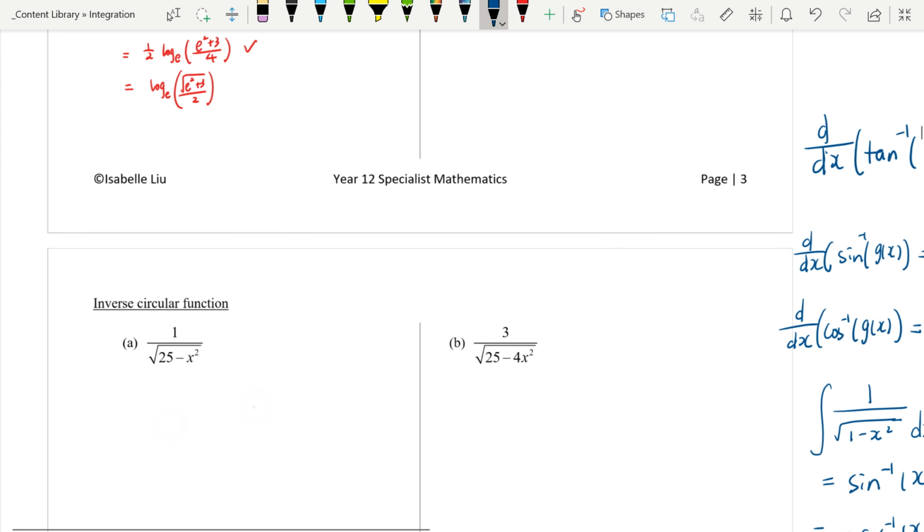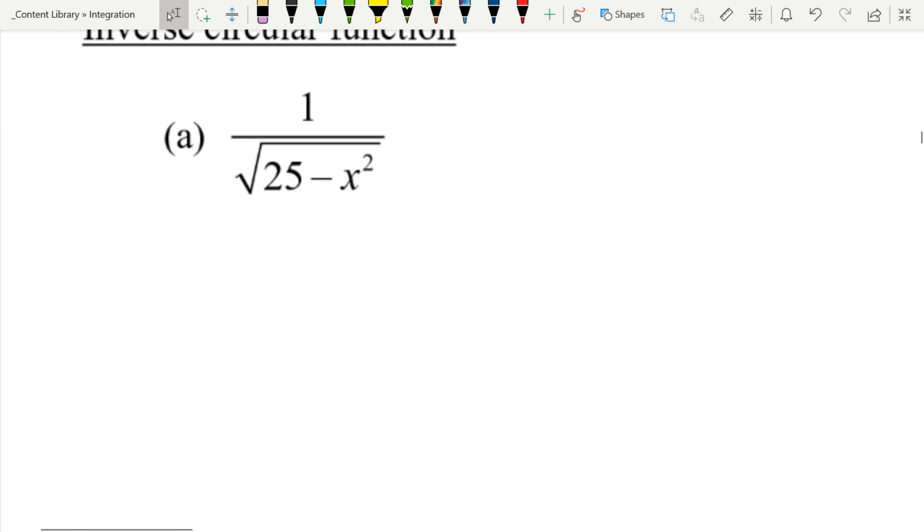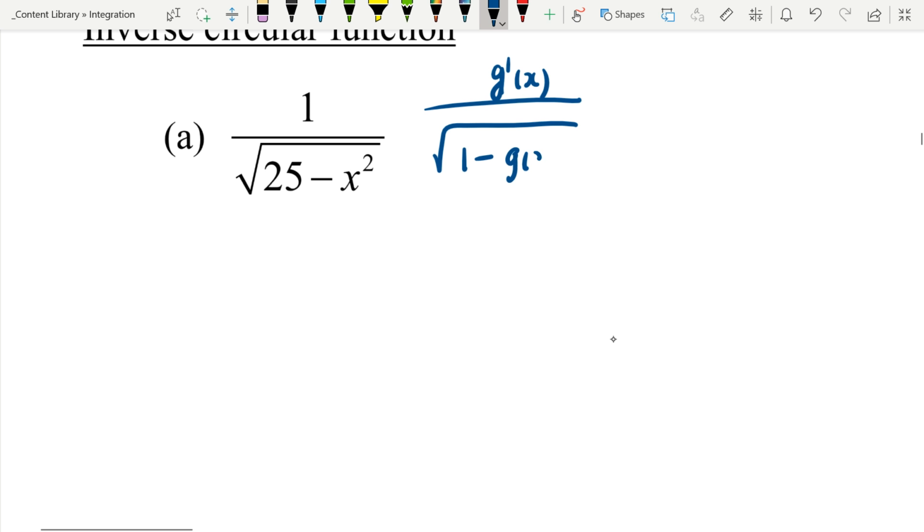Okay, examples. I know some of you can remember more formulas and directly give answers for the first one, but now I just want to use a simple question to start with and show this method. First of all, if you see a square root, and inside the square root is a quadratic, 90% of the chance it is a sine inverse function. So what form do I want to give? I want to give g dash x over square root 1 minus gx squared.